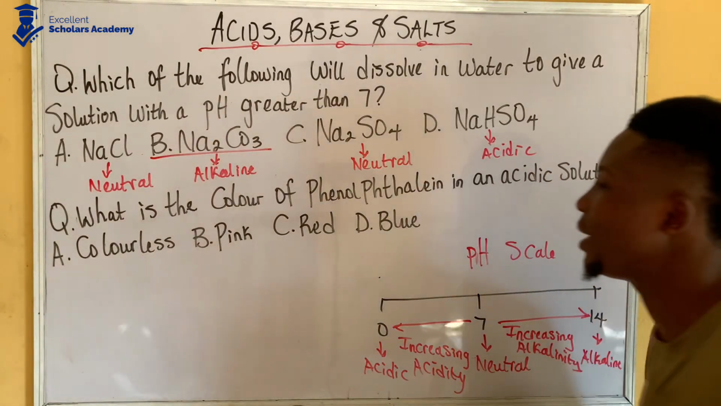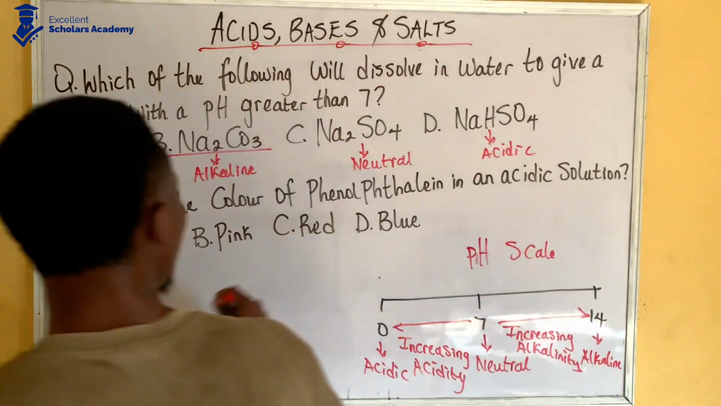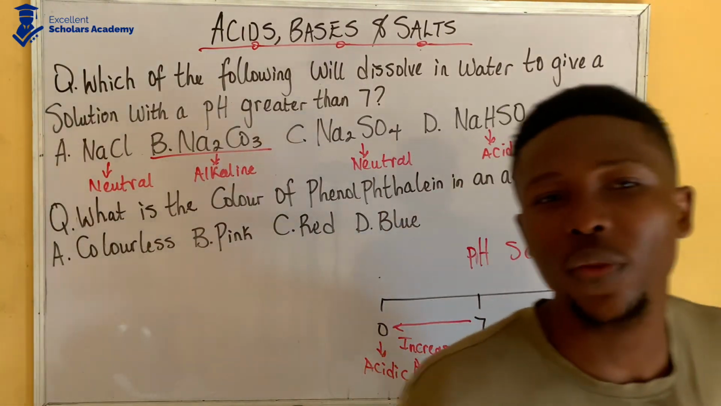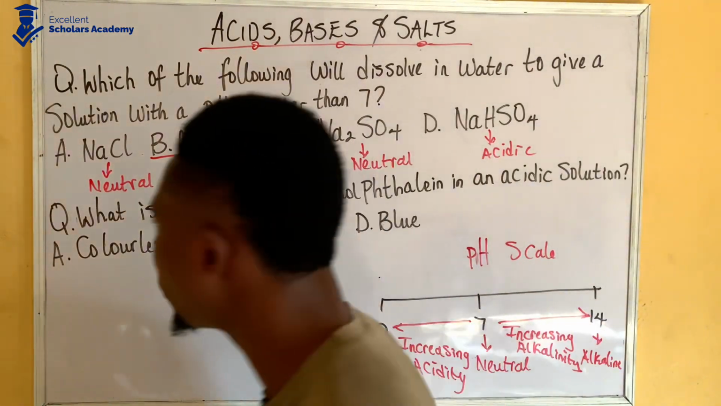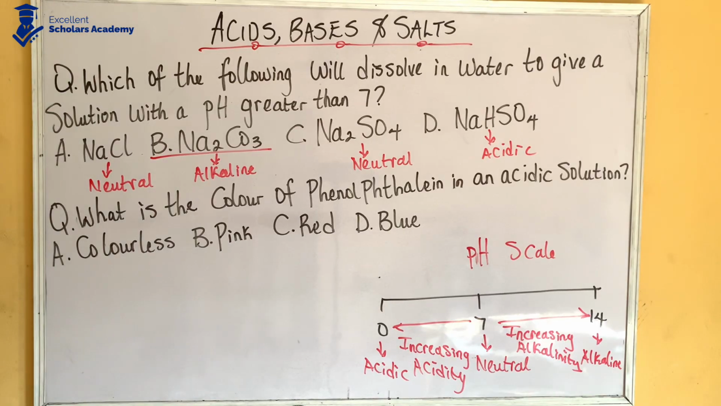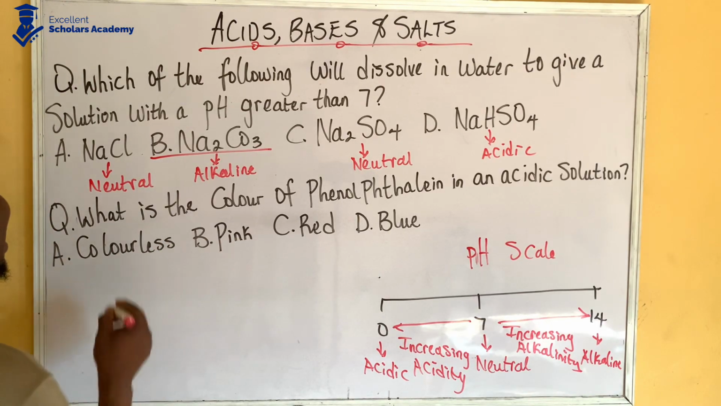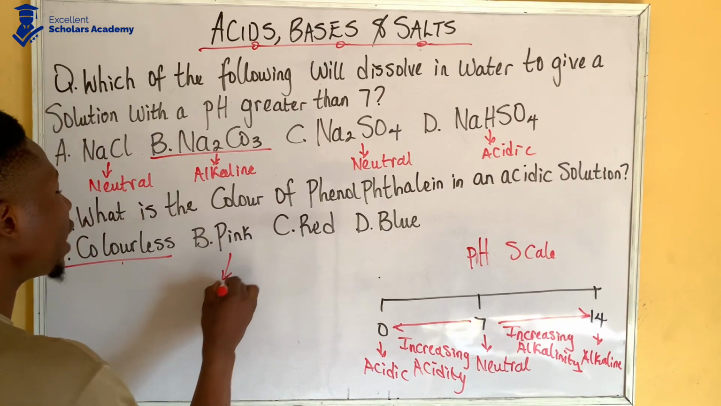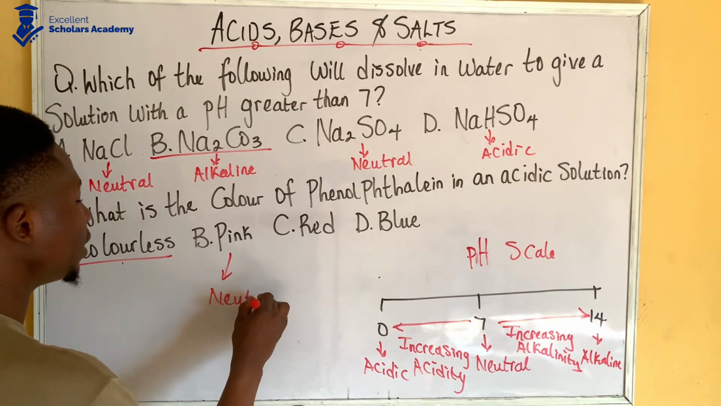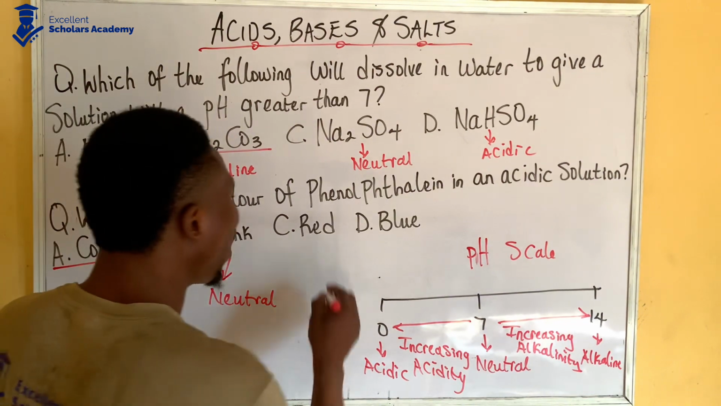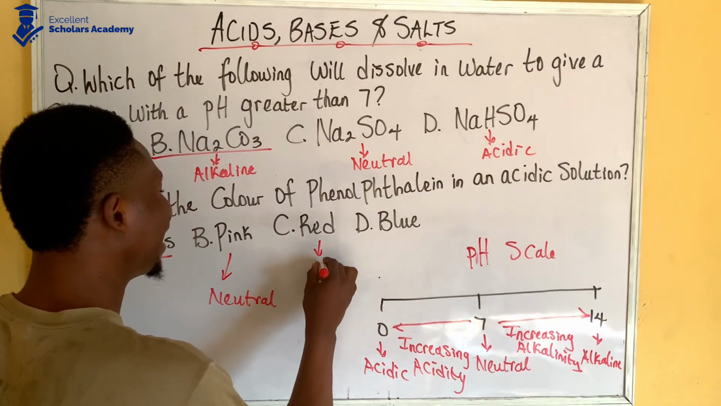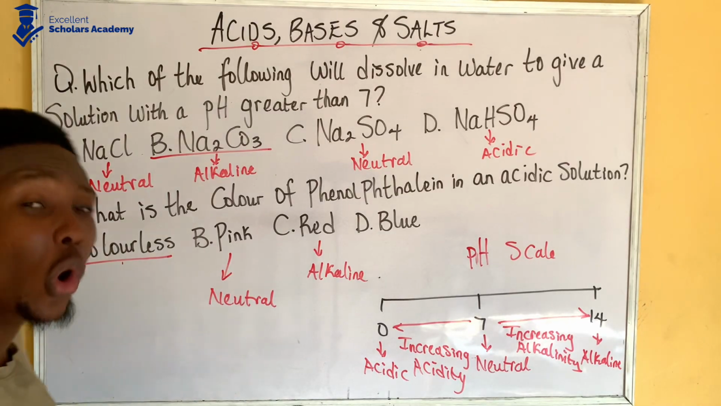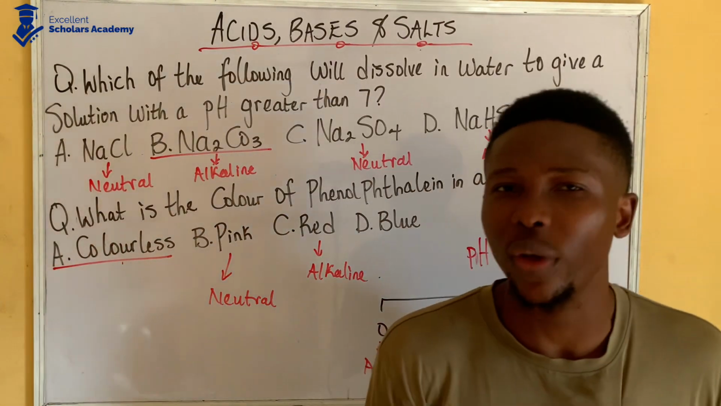Now the next question says, what is the color of phenolphthalein in an acidic solution? Of course, phenolphthalein is one of the indicators that we use. Phenolphthalein in an acidic solution is colorless, but in a neutral solution, it is pink, while in an alkaline solution it is red. But the correct answer is colorless. Now let's look at more questions on this.